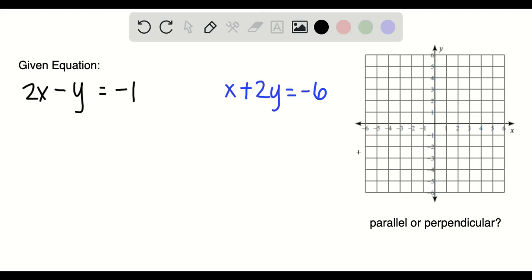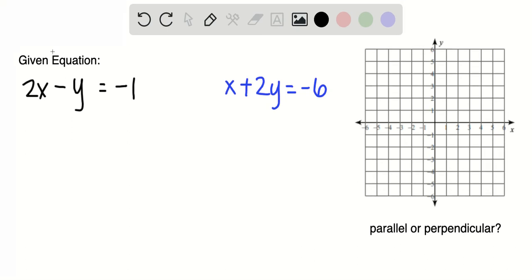In this problem, we're given two linear equations and are asked to graph them to determine if they are parallel or perpendicular. Before I start graphing either one, I am going to write them in slope-intercept form, which means I will need to solve for y on both equations. Let's start with the first one. 2x minus y is equal to -1.